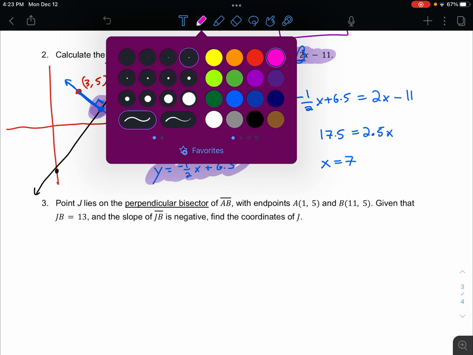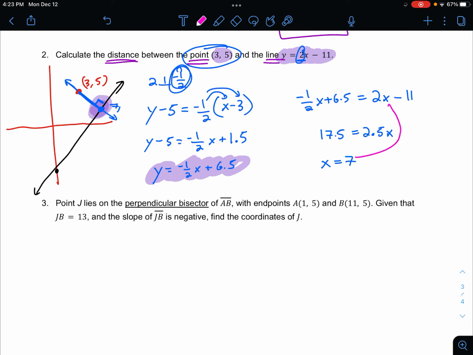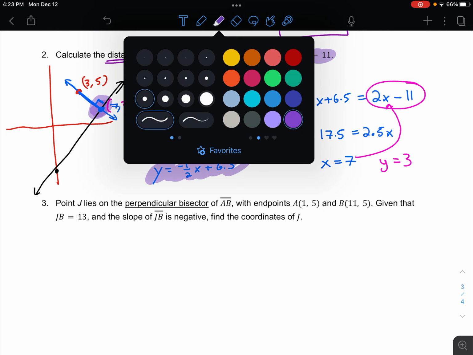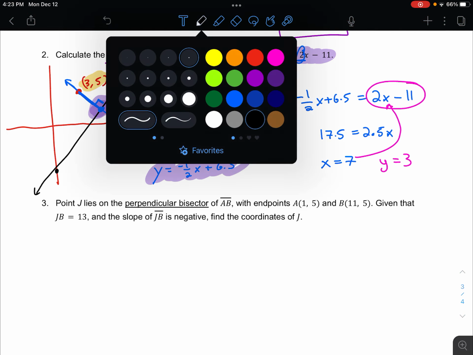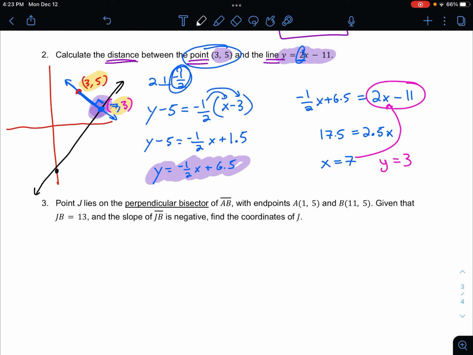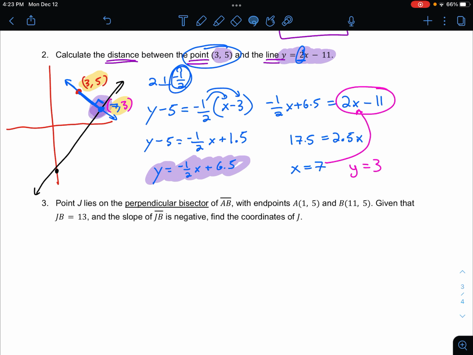Next, I want to find the y-coordinate, so I'll substitute that back into one of the equations. 2 times 7 is 14, minus 11, so my y-coordinate must be 3. So the coordinates are (7, 3). Now I simply need to find the distance between this point (3, 5) and this point (7, 3). I could use the distance formula, but I always prefer to just use Pythag, because that is the distance formula.